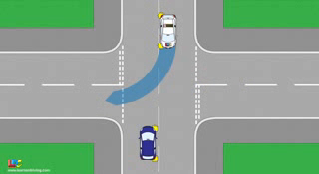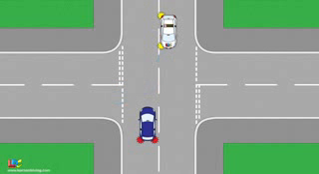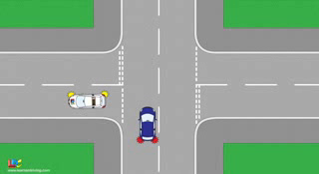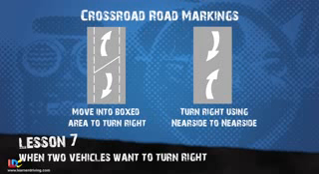Sometimes the oncoming vehicle will wait for you to turn right before it turns right. This isn't ideal, as the waiting vehicle will block your view of the oncoming traffic. Look out for road markings at crossroads that dictate the method to be used.